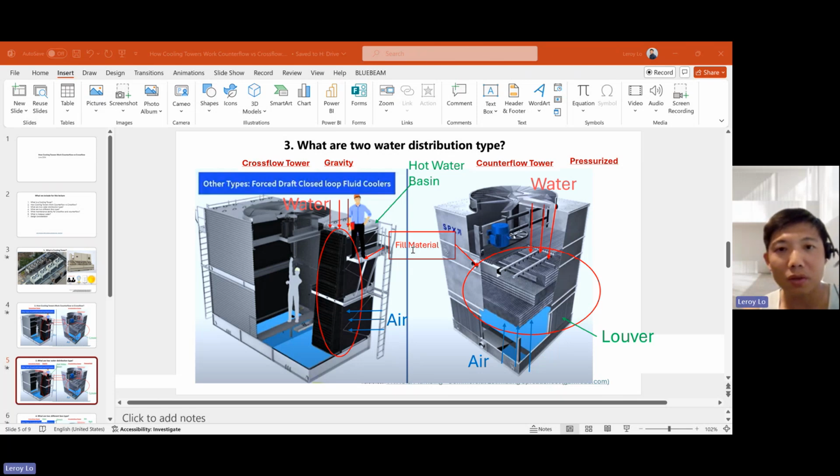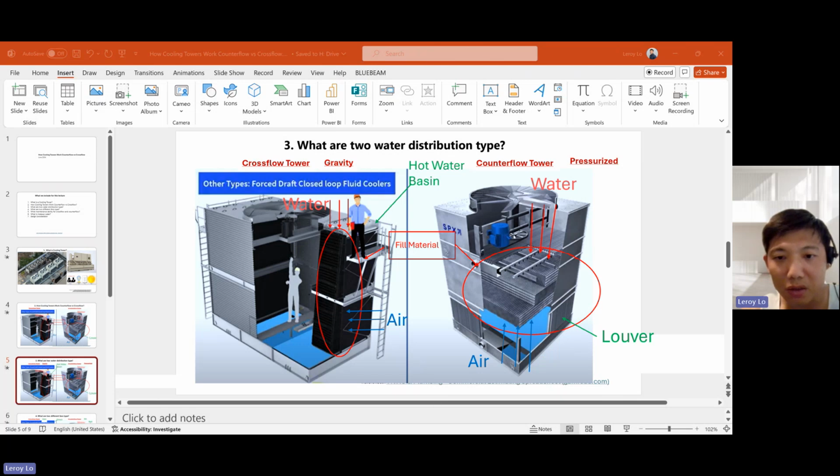And both types, crossflow and counterflow, have a cold water basin at the bottom, as you can see, which has a cold water pipe. So cool water is returned to the chillers to pick up the heat, and then from the water-cooled chiller, we're sending the hot water back to the cooling tower.